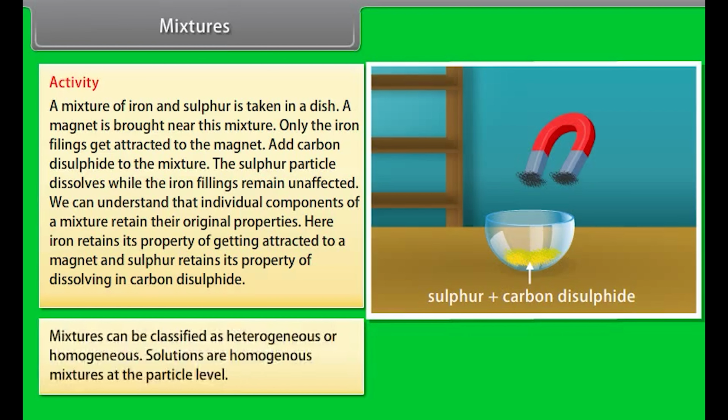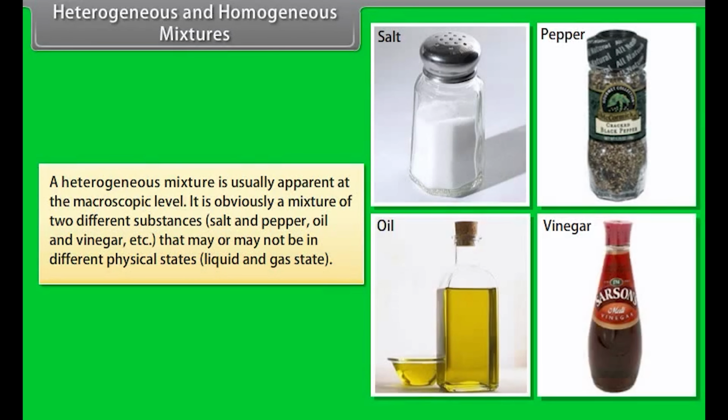Solutions are homogeneous mixtures at the particle level. Heterogeneous and homogeneous mixtures. A heterogeneous mixture is usually apparent at the microscopic level. It is obviously a mixture of two different substances, salt and pepper, oil and vinegar, etc., that may or may not be in different physical states, liquid and gas state.